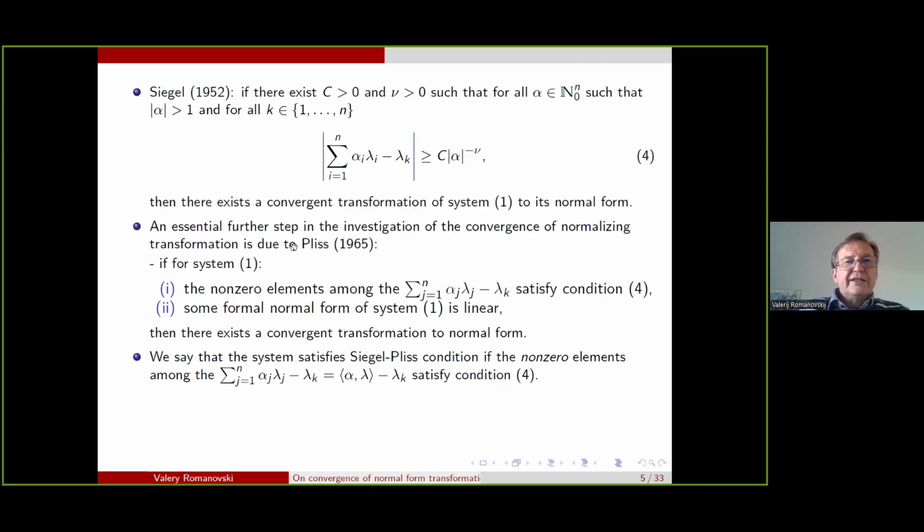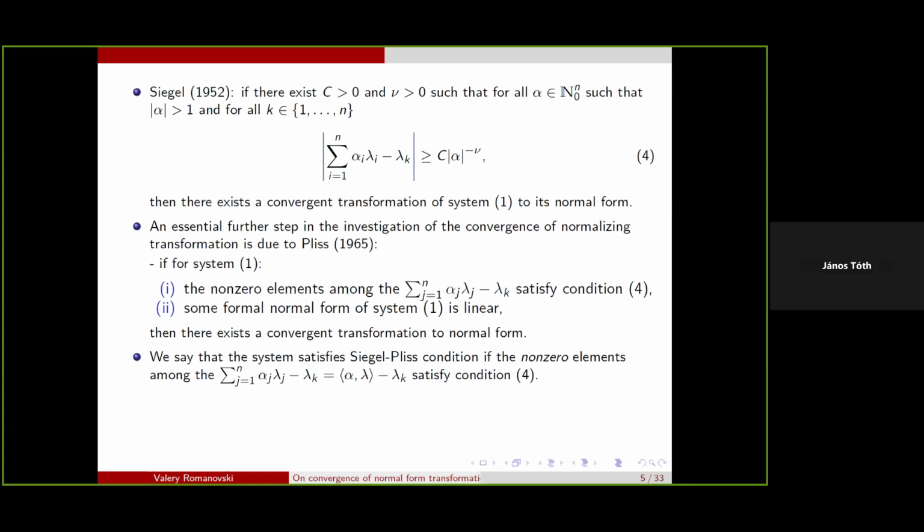Okay, and an essential further step in the investigation of the convergence of normalizing transformation is due to Victor Pliss, who was my supervisor. And the condition is: if for system 1 the non-zero elements among these numbers satisfy condition 4, and some formal normal form of system 1 is linear, then there exists a convergent transformation to normal form. And we say that the system satisfies the Siegel-Pliss condition if the non-zero elements among these satisfy condition 4.